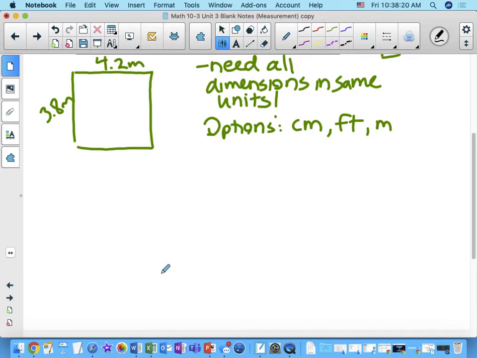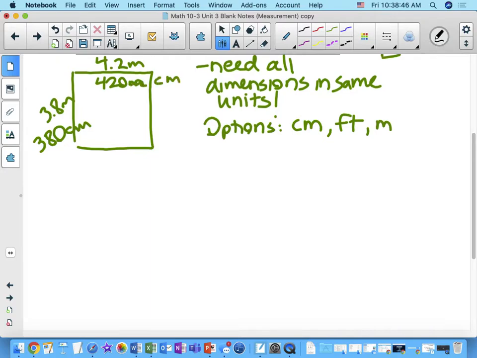38? 1 meter is 100 centimeters. 380, yeah. So this is 380 centimeters. And what about the 4.2 meters? 420. Yeah, okay. So not meters, centimeters.